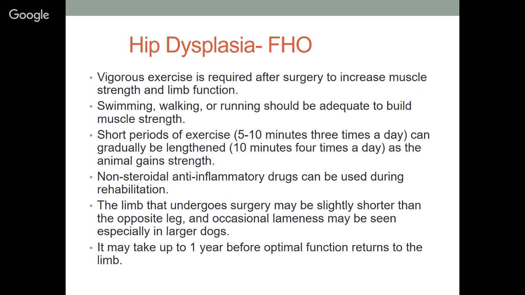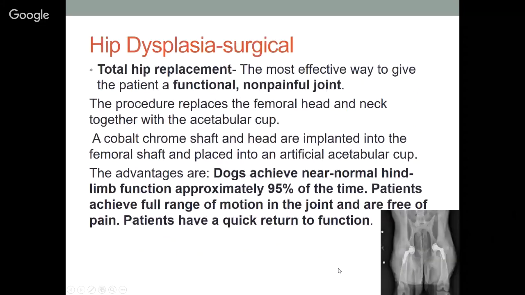The limb that undergoes surgery may be slightly shorter than the opposite leg, and sometimes we'll see occasional lameness, but typically it's not due to pain. Unless we have a lot of weight on that joint and you are getting bone-to-bone contact because it's compressing that scar tissue. It can take up to a year before we get optimal function on that limb, but we don't need to restrain them at all when they're healing.